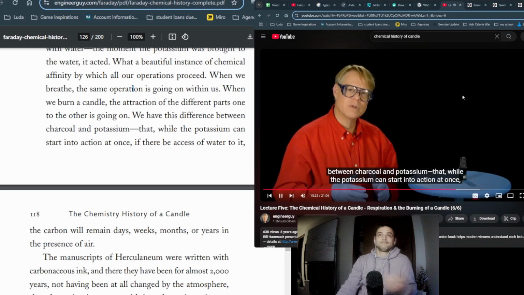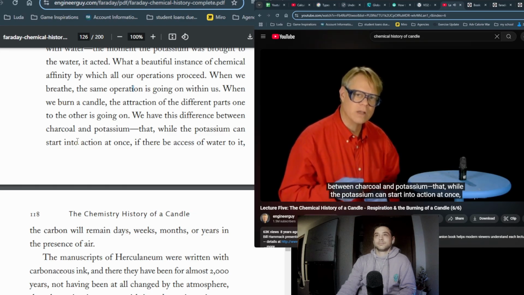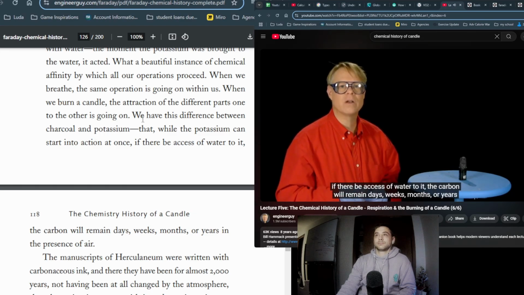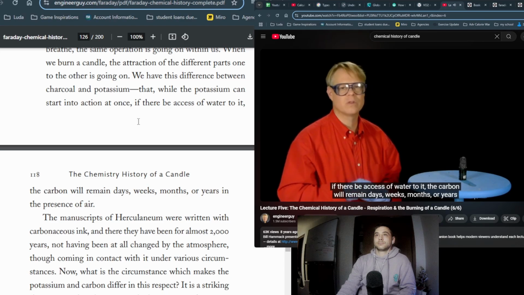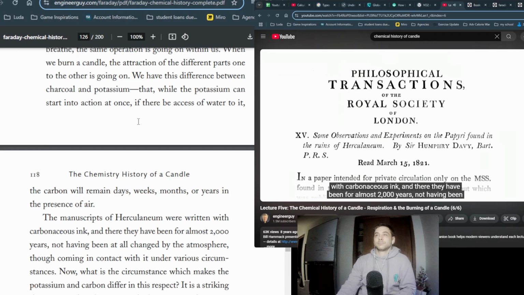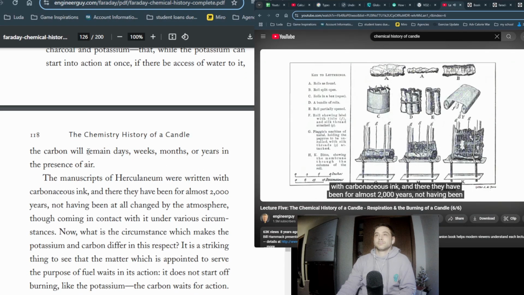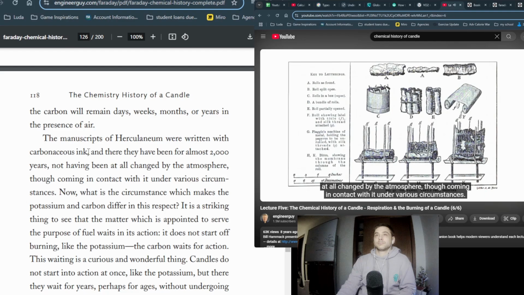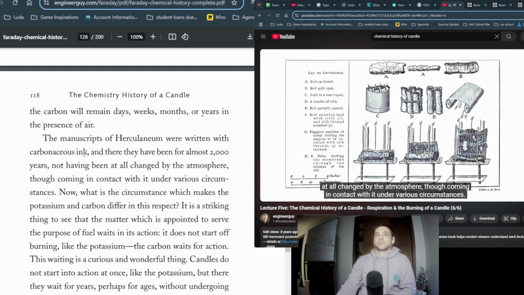We have this difference between charcoal and potassium that, well, the potassium can start into action at once. If there be access of water to it, the carbon will remain days, weeks, months, or years in the presence of air. The manuscripts of Herculaneum were written with carbonaceous ink, and there they have been for almost 2,000 years, not having been at all changed by the atmosphere, though coming in contact with it under various circumstances.